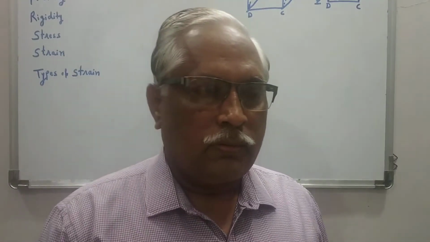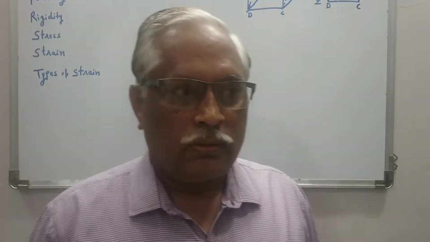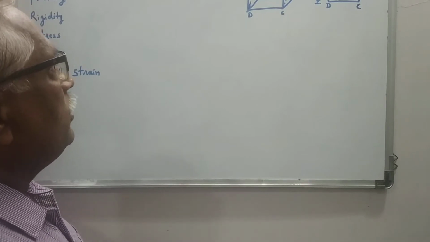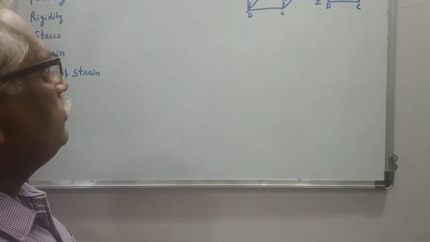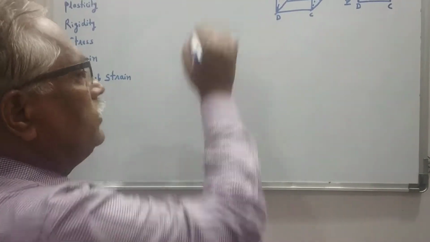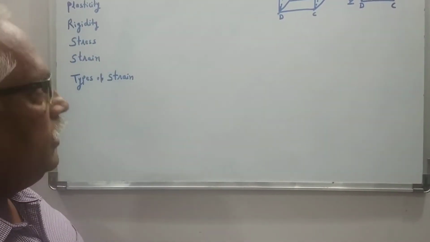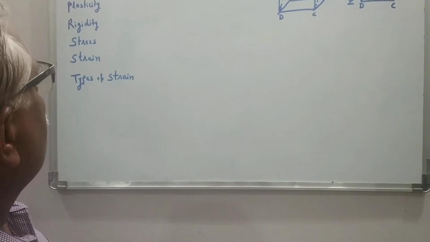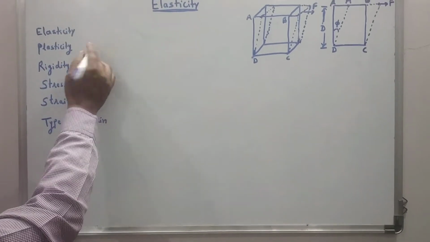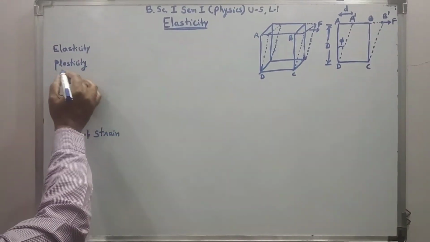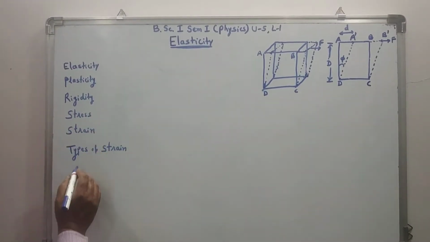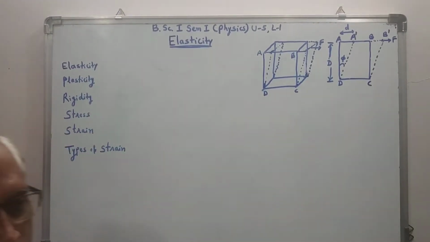In this lecture, we are studying unit number 5, which is based on elasticity. In this lecture, we cover the following points: elasticity, plasticity, rigidity, stress, strain, and types of strain.